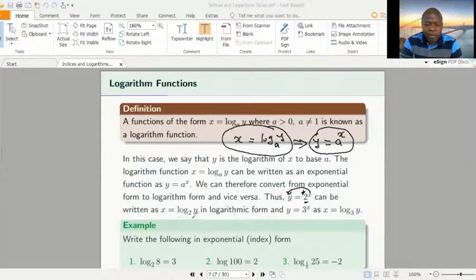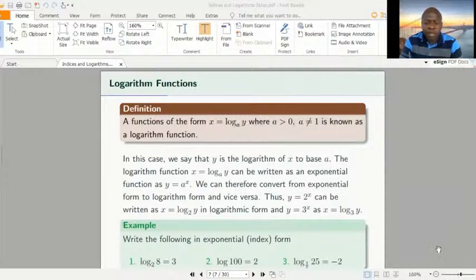And so I'm having that. If I have this index form or exponential form, I can write the logarithmic form by saying x goes to where y is, and I say log of y to base 3. So that's what I want us to look at: how to convert from one form to the other.